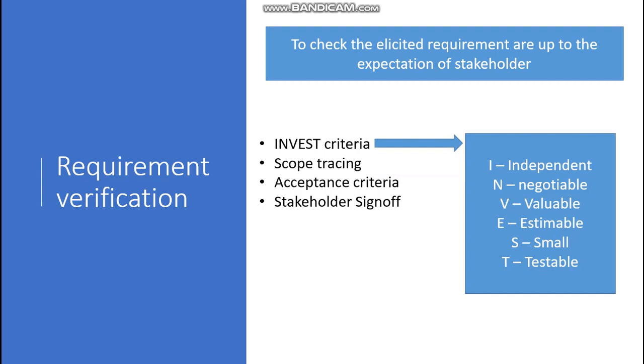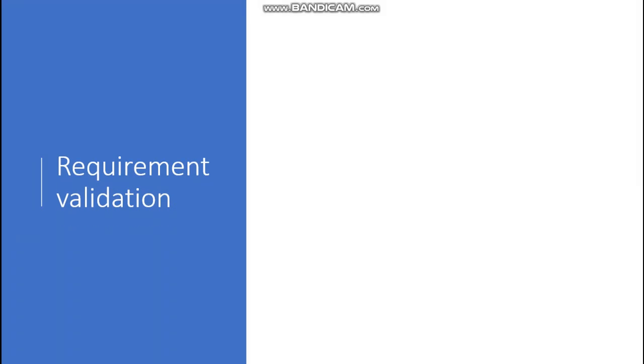Then we have other methods for requirement verification, that is scope tracing, where we trace the scope of requirement, acceptance criteria, and the important is stakeholder sign off, stakeholder approval for requirement. So this is the requirement. We have requirement verified, we have to validate the requirement.